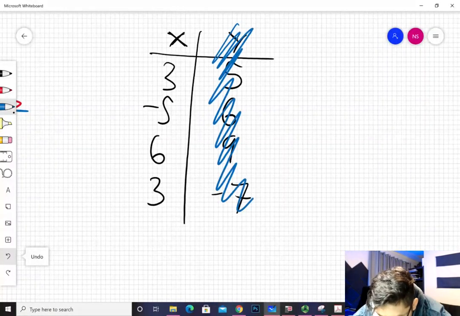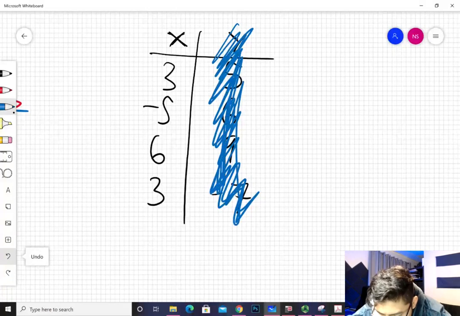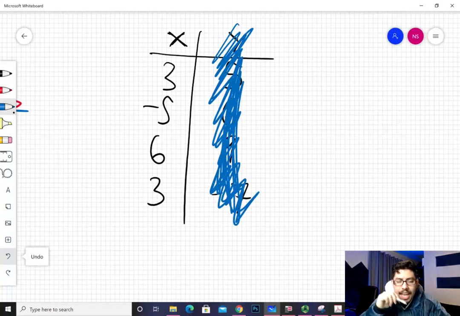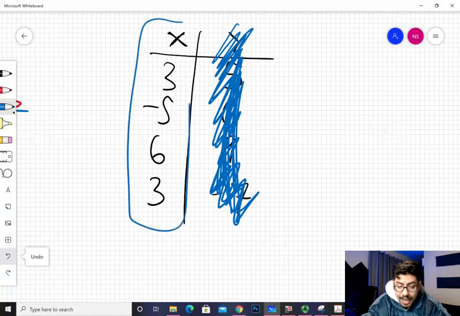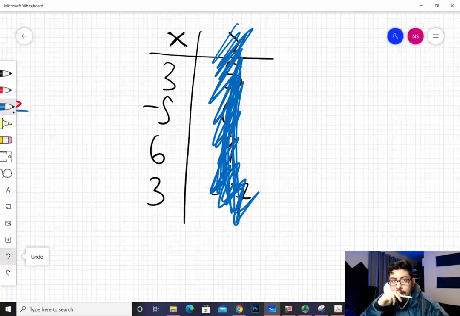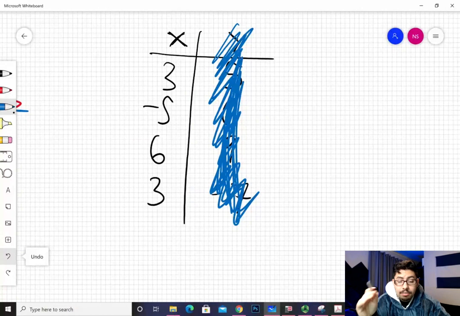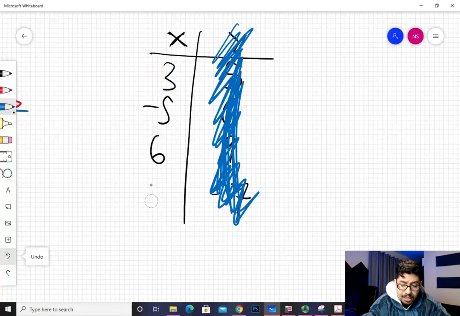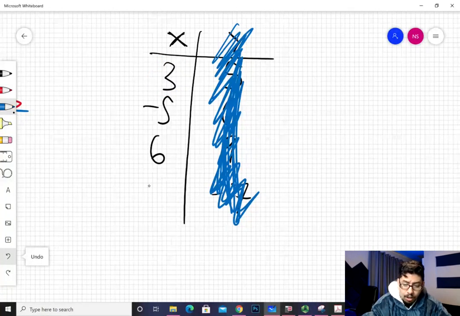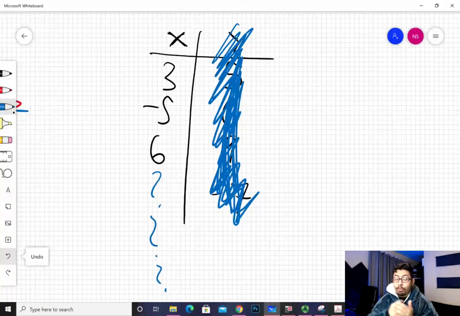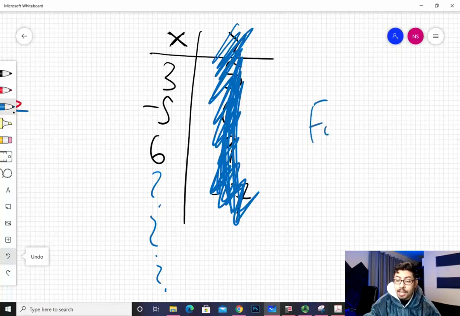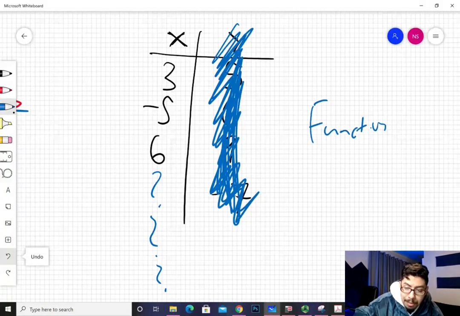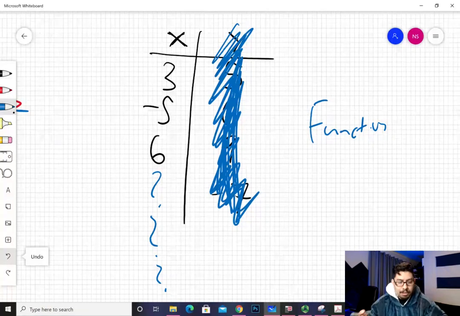Ignore the y for a brief second. Pretend you don't see any of the numbers. You're just always looking at the x-axis. Ask yourself, do you see any repeated numbers? Here, I do see two repeated numbers. I see a 3 and a 3. Let's say we didn't see a repeated number. Let's say it was a whole bunch of other numbers, but none of them repeated. That will forever be a function. You could immediately just say, yup, this one's the function. If you don't see any repeated numbers on x, that's always going to be a function.